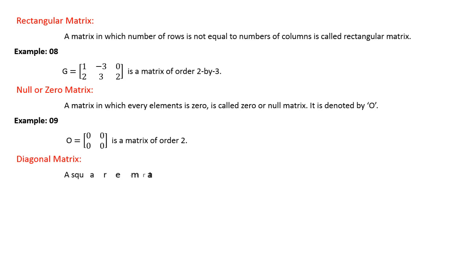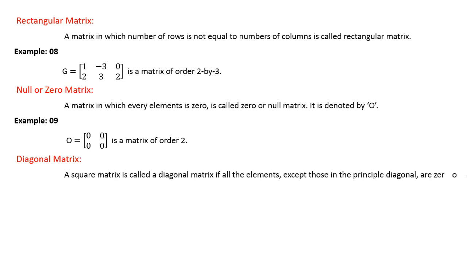Diagonal matrix. A square matrix is called a diagonal matrix if all the elements except those on the principal diagonal are 0. D is equal to the matrix having elements 3, 0, 0, 0, 2, 0, 0, 0 and 4 is a matrix of order 3. Here the principal diagonal elements are 3, 2 and 4.